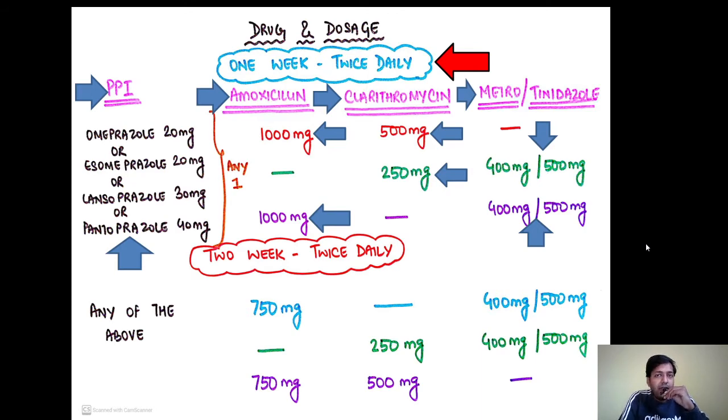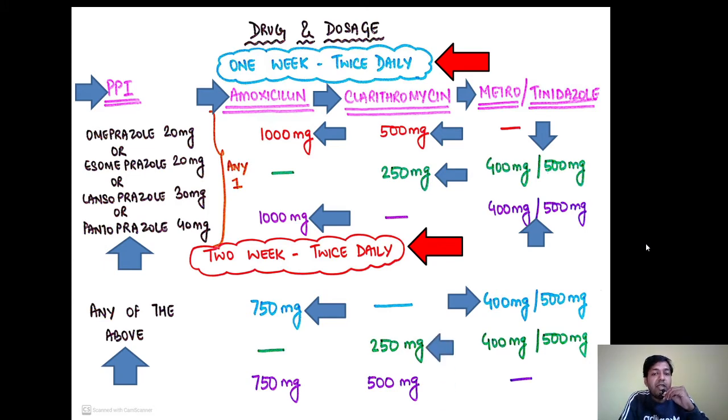Now let us see what the 2 week twice daily regimen is. Any of the proton pump inhibitors that we used above, any one of them you will use twice daily. Along with that, you can use 750 milligram of amoxicillin, along with metronidazole or tinidazole 400 and 500, no clarithromycin. So this is one regimen you have to use. This has to be continued for 2 weeks and you have to give it twice daily.